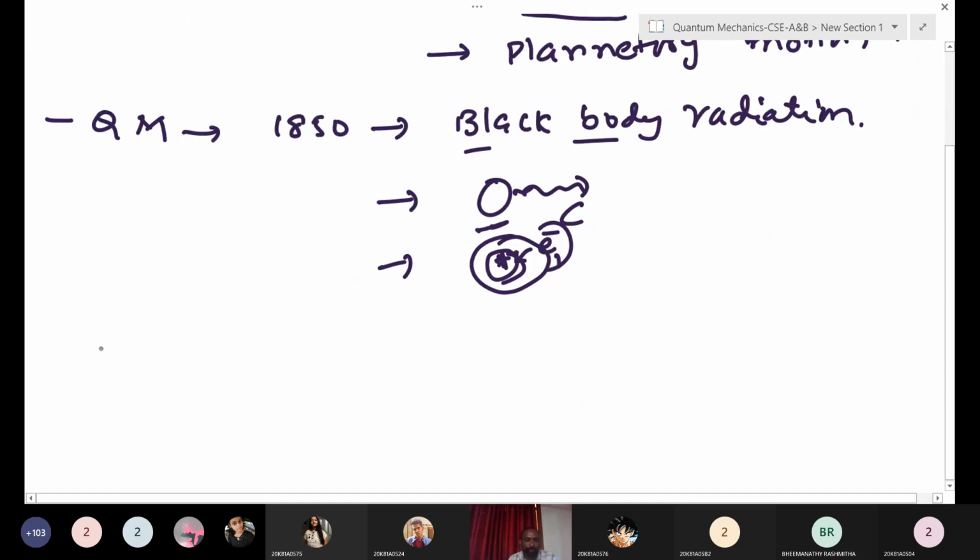So what is quantum mechanics? Before going into complete detail, first, it discusses energy and matter.